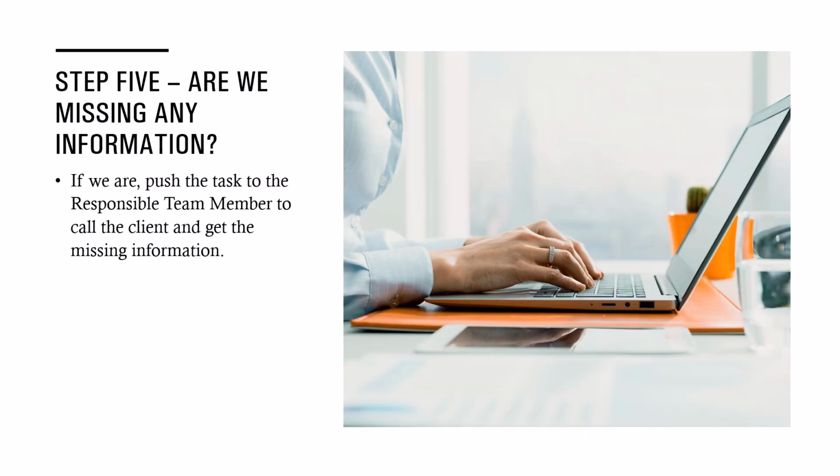Step 5, again, we're just double checking to make sure that we don't have any missing information. And if on this review of this final step, you see that we are missing some information, you should push the task to the responsible team member so they can call the client and gather that missing information and properly put it into the file. You can find out who the responsible team member is on a case by looking at that custom field in the client's matter. And that is your 5 easy steps on completing the Clio task of all intake paperwork.